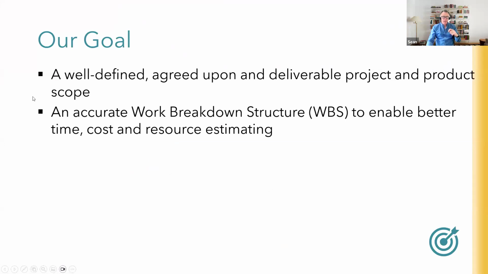So this is our goal for this one: a well-defined, agreed upon and deliverable project and product scope. We're going to start by covering the difference between the project and the product scope. With all of this information, we want to be able to build an accurate work breakdown structure, or WBS, and we need that in order to do any form of time, cost, or resource estimating as well. By the end of the session, you'll know the difference between a project and a product scope. You'll know some of the challenges to managing that scope, and you'll also know what a work breakdown structure is, how to construct it, and where it can be useful.